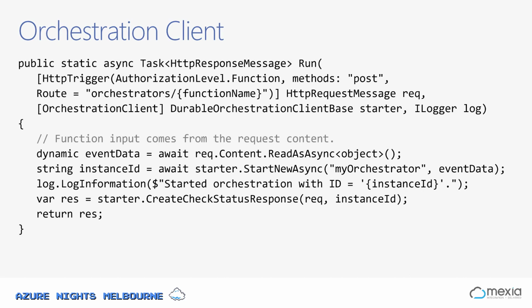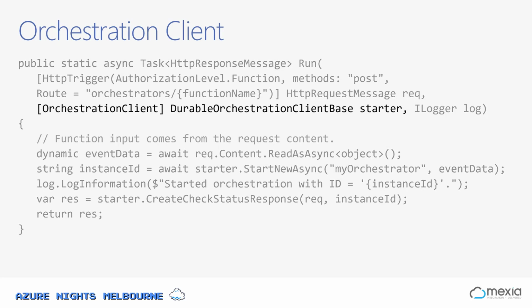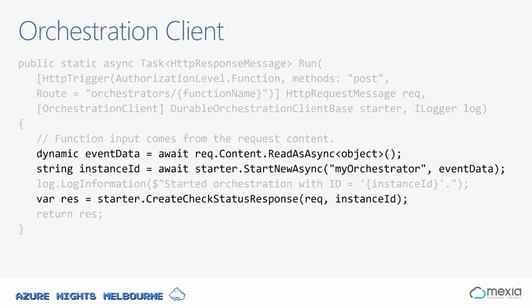Okay, and this is the client. This client is triggered by an HTTP request, right? And we're using the orchestration client, and then what we do is we get the input from the request. And then we start new async, where we pass the name of the orchestrator and the input, and then we can create a check status response for the client. We will see this in the demo. Will the client always have to be an HTTP triggered client? No, we will see a different one in the demo.